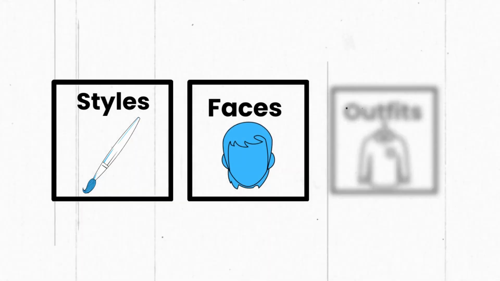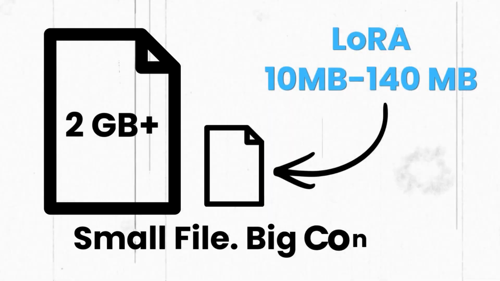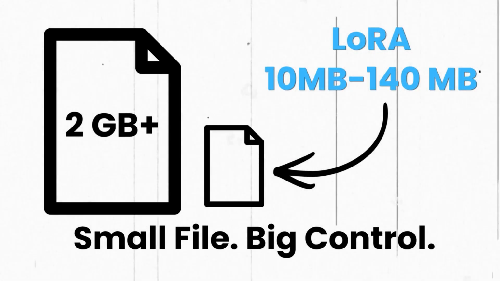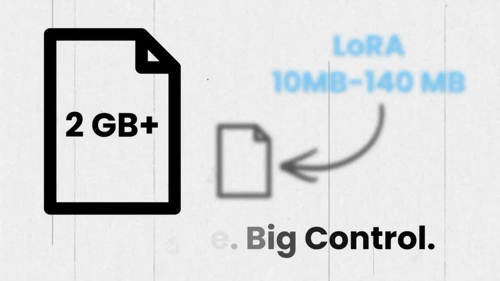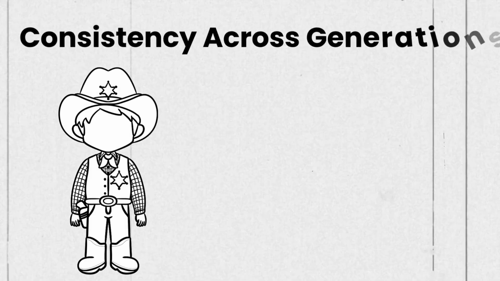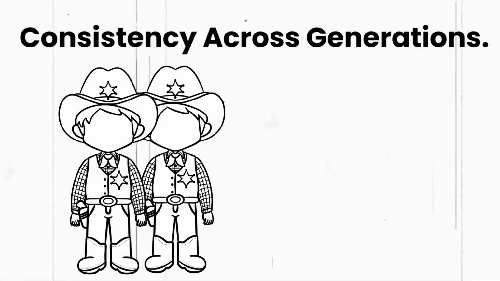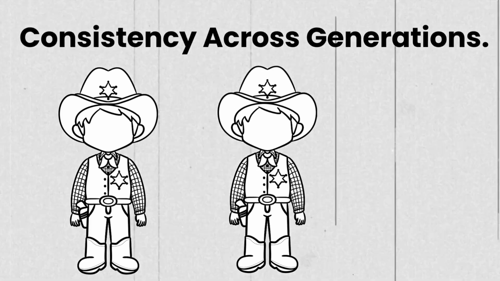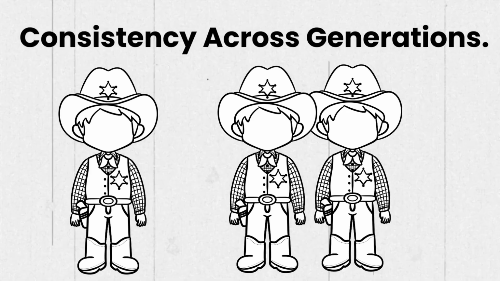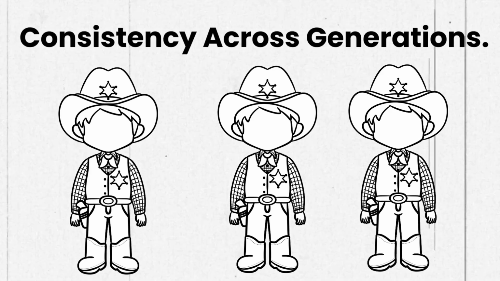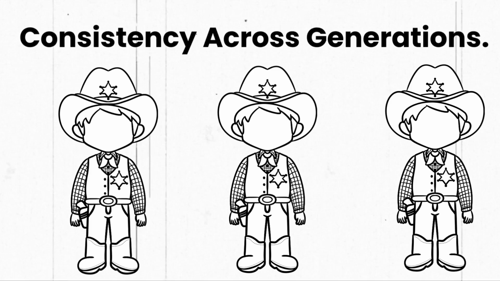Why use them? Because they let you add specific styles, faces, or outfits without needing a massive 2 gigabyte model file. Most LoRAs are very small, usually between 10 MB and 140 MB. So for creating consistent characters, clothing, and styles, LoRAs are extremely useful. They help ensure that every time you generate an image, the person's style or outfit stays consistent depending on the type of LoRA you're using.